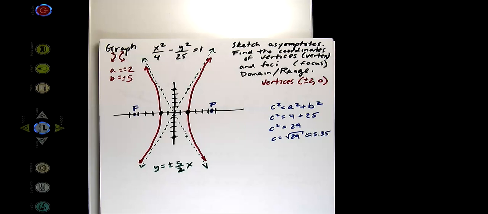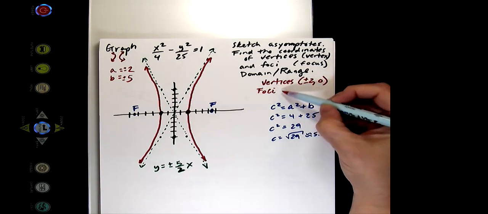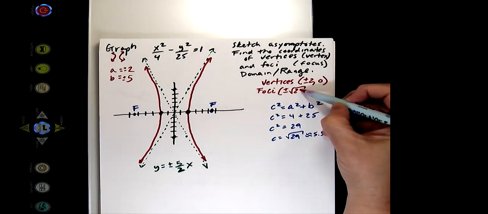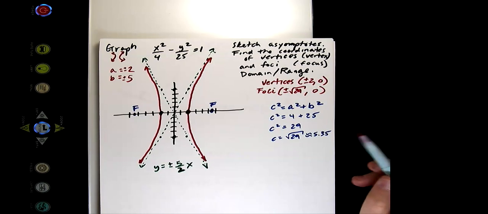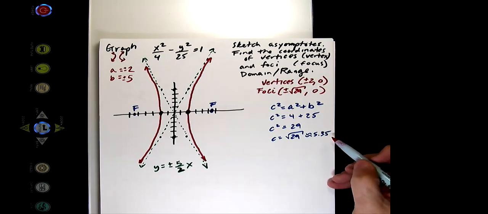You guys ready for, oh, you've got to do more. So the foci are at plus or minus square root of 29, comma 0. That's the accurate answer. You only want to use the approximation to figure out where you're putting it on the graph.